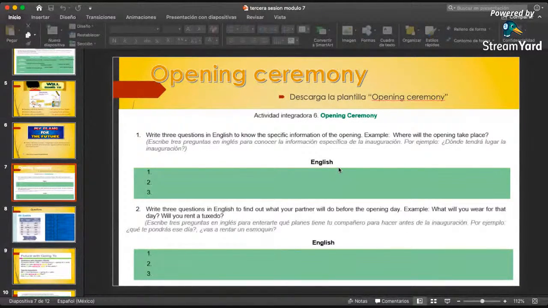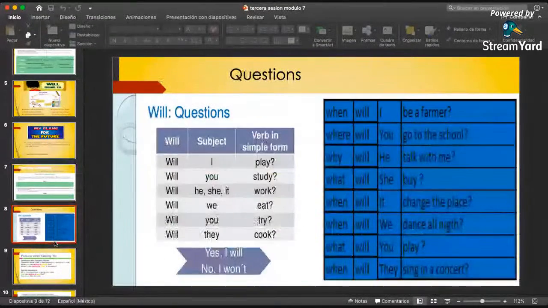In the second section, write 3 questions in English to find out what your partner will do before the opening day. For example, what will you wear for that day? Will you rent a tuxedo? So here you have to write the sentences using the future tense. Here I have some examples.